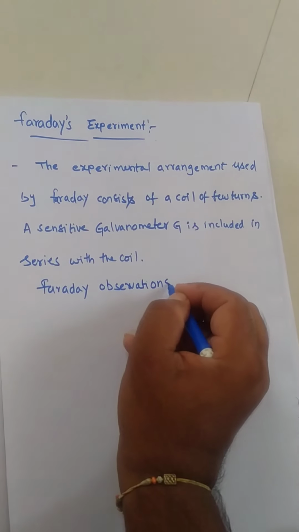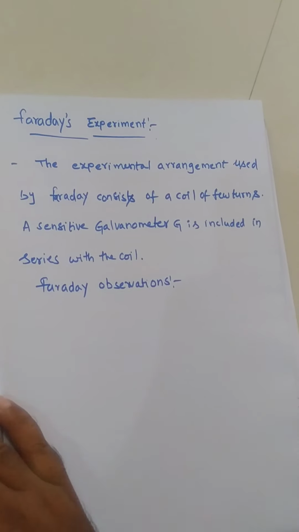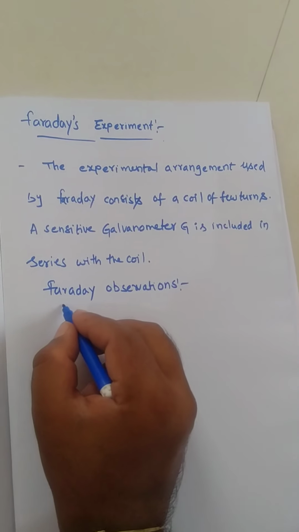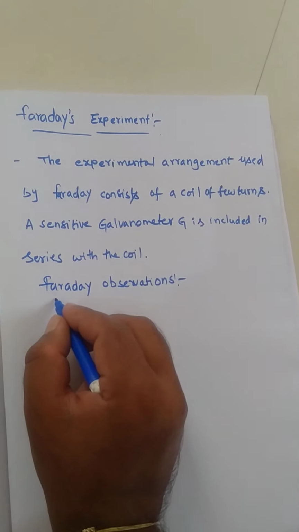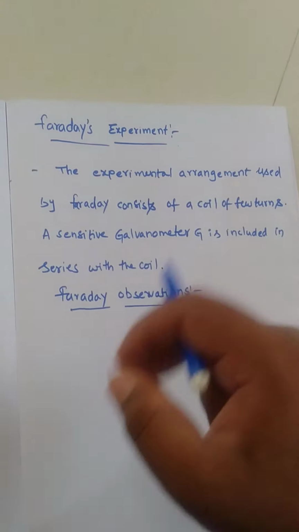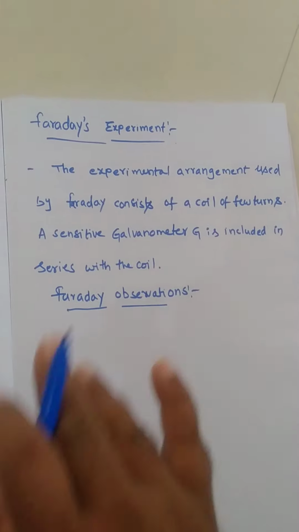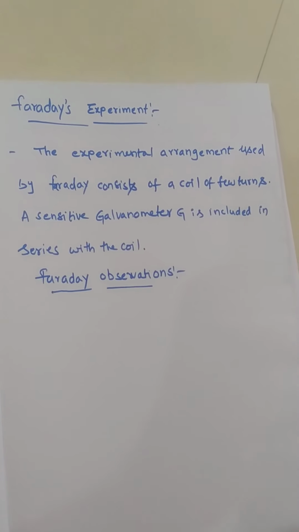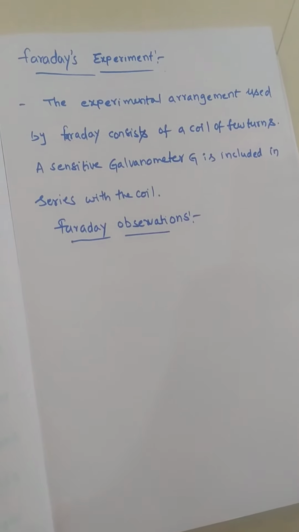So this is the experimental arrangement. What is that arrangement? The experiment consists of a coil of few turns, turns will be like this, and a sensitive galvanometer is connected in series. Now, what are the observations from that?